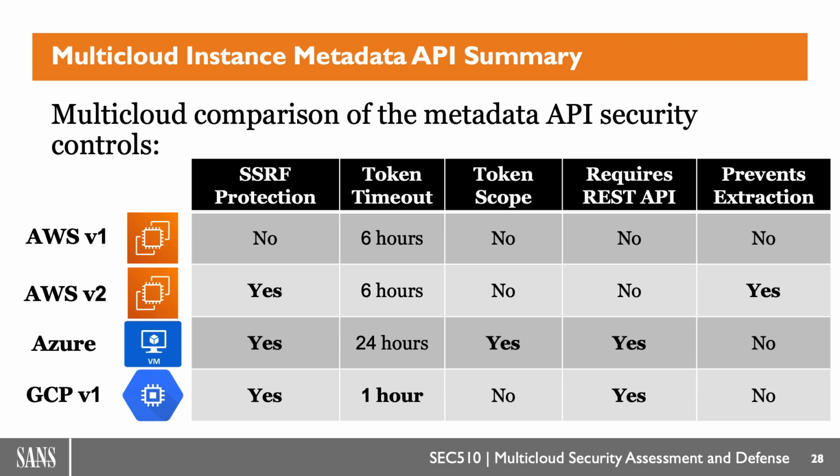And then GCP, we've only got version 1 on here, but remember, .1 and beta are pretty much no across the board. So make sure you have those turned off. If you're using version 1, it has SSRF protection. The token timeout by far is the strongest. You'll notice 1 hour, and they're rotating that frequently. Every hour, those things are invalidated. There's no scope. It does require the REST API, but does not have any extraction prevention on it. So that's your summary of the different assessment techniques for really just hardening and monitoring your instance metadata services.